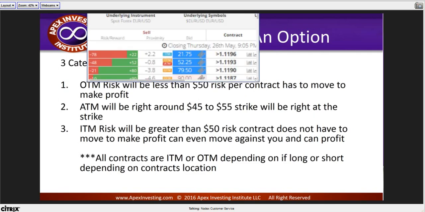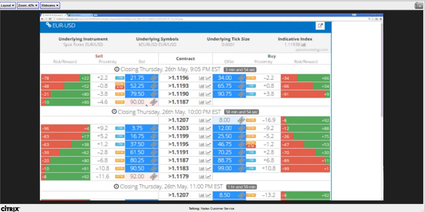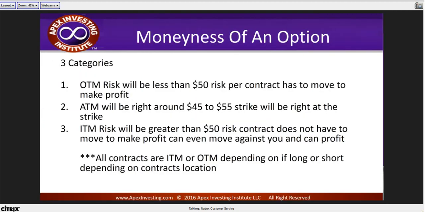I want you to notice right here on this screenshot. And again, I don't care if you use a scanner or not. It's your choice, but I want you to understand how this helps you. In the money and out of the money. So in the money on the sell side, out of the money on the buy side. In the money on the buy side, out of the money on the sell side. They're all in the money and out of the money. This depends upon what direction you're going, because they're all going to expire in the money or out of the money, depending upon whether you're the buyer or the seller of the contract.